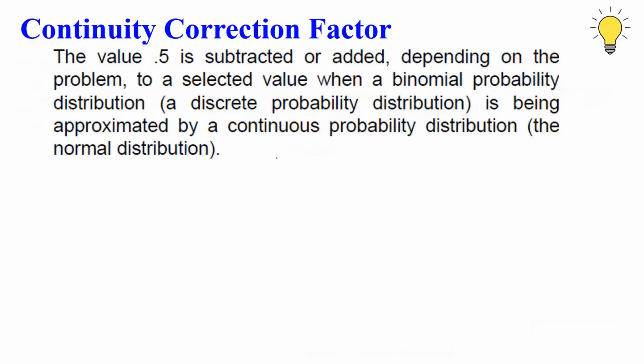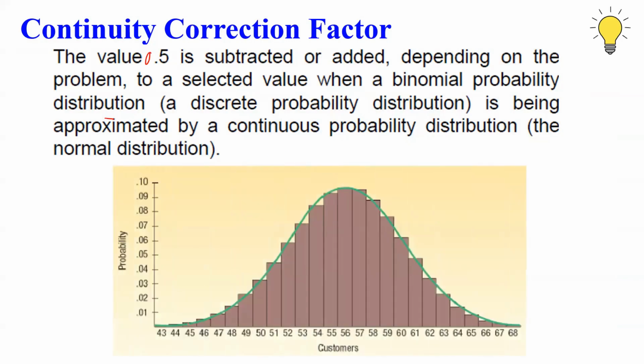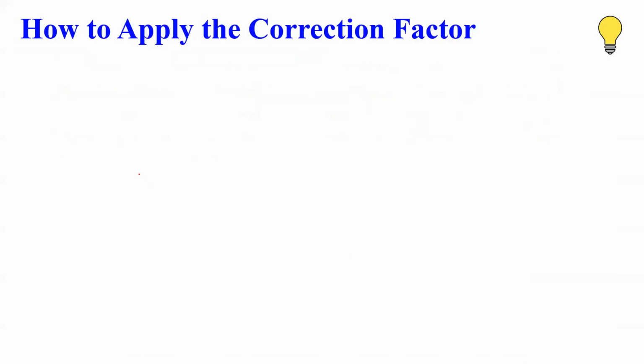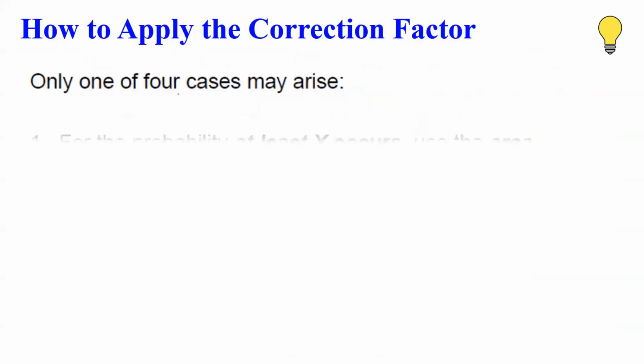Okay, so the continuity correction factor says that the value 0.5 is subtracted or added, depending on the problem, to a selected value when the binomial probability distribution is being approximated by a continuous probability distribution. So you can see that the curve will look like this, and the probability is given by the normal curve. Now let's see how to apply the correction factor.